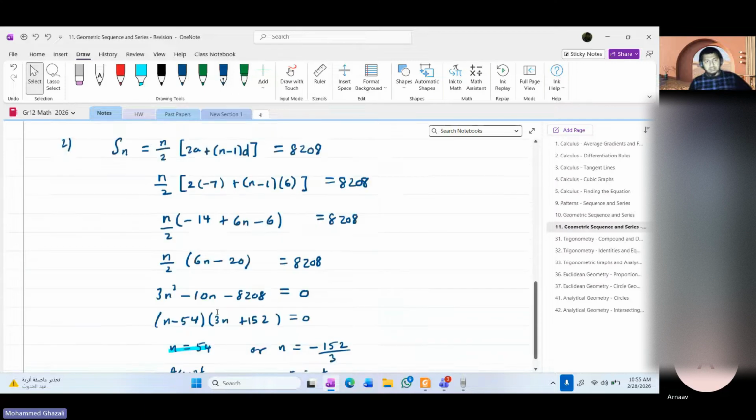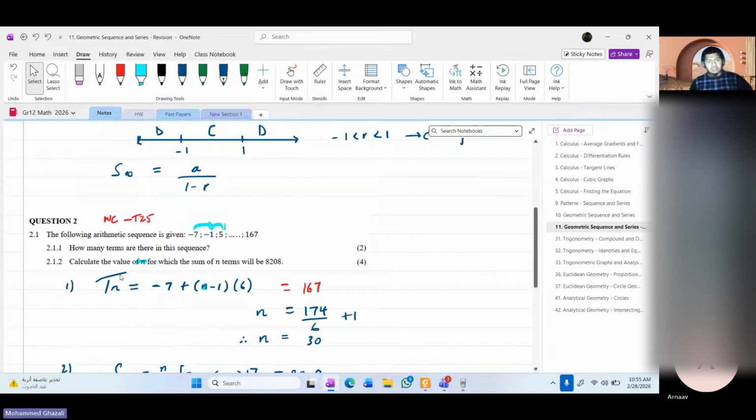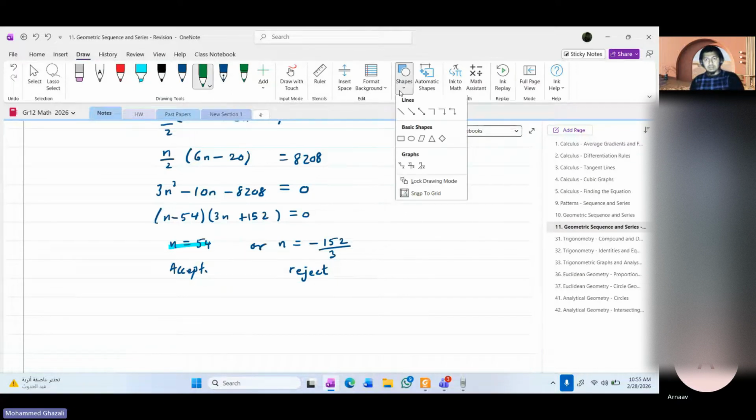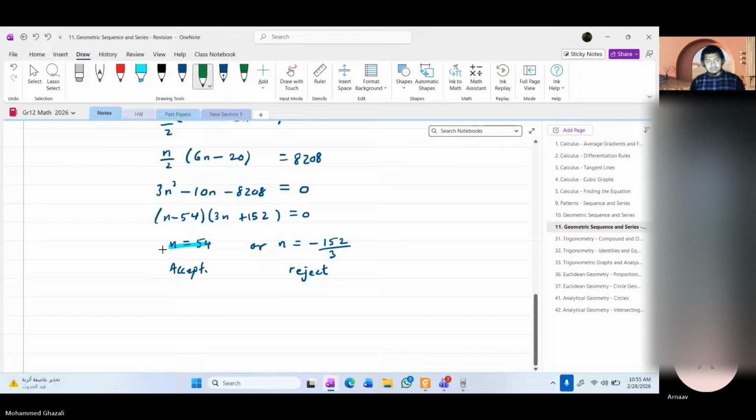So what's the answer here? Calculate the value of n. They only wanted the value of n, so n is equal to 54. And we will put this answer as our final answer. All right. You don't need to write accept. That's it.